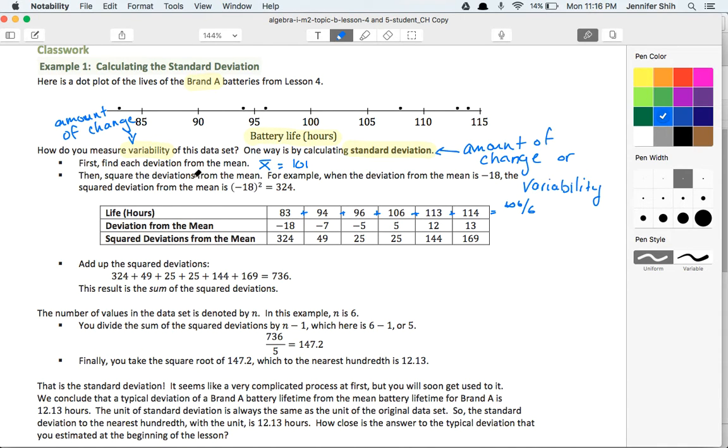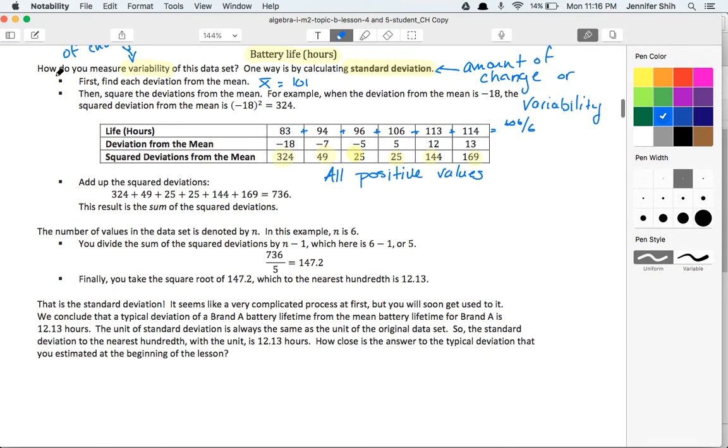Okay, then square the deviations from the mean. For example, when the deviation is negative 18, the square deviation of the mean is 324. Okay, so I have to do this. Oh, all these are positive. All positive values. I'm squaring it, right? Everything that's squared should be positive. Okay, then my next step, second step, add up the square deviations. The sigma is the sum, adding.